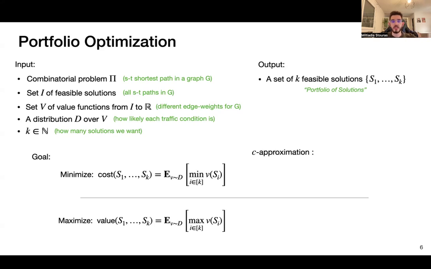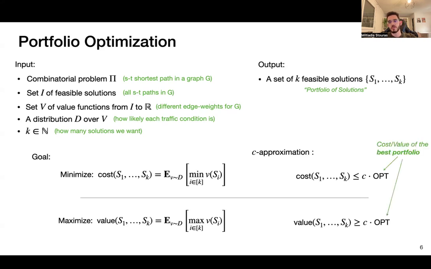And the benchmark in this problem is going to be the best portfolio of the same size. So we're going to say that some portfolio is a C-approximation if its cost is at most C times opt, or equivalently, its value is at least C times opt, where opt is the cost or the value of the best portfolio of size k. Okay, so this is the general formulation of the problem.